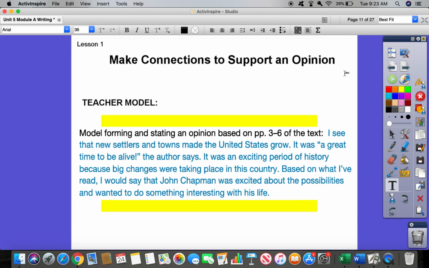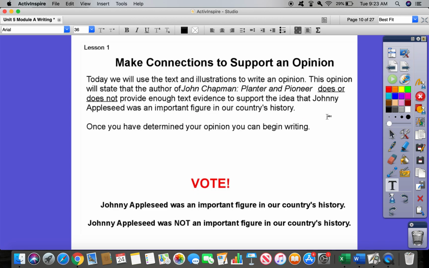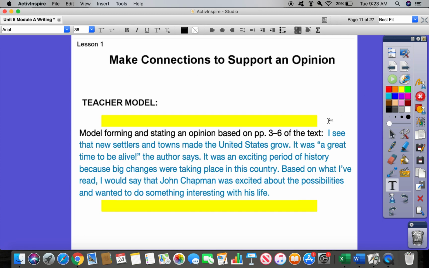Okay, so for example, if I decide that yes, I do think Johnny Appleseed was an important figure in our country's history, I might write, "I see that new settlers and towns made the United States grow. 'It was a great time to be alive,' the author says. 'It was an exciting period of history because big changes were taking place in this country.' Based on what I've read, I would say that John Chapman was excited about the possibilities and wanted to do something interesting with his life."